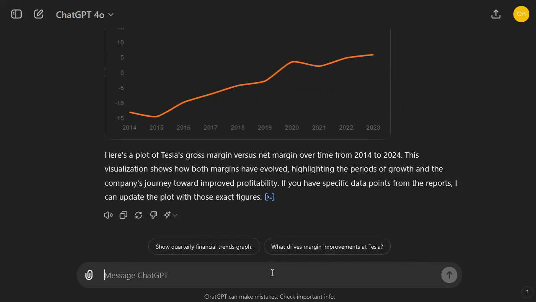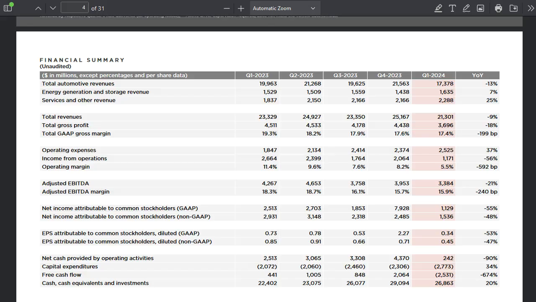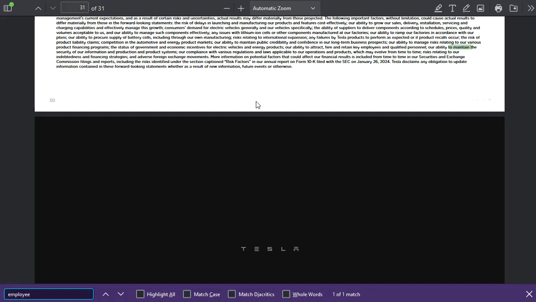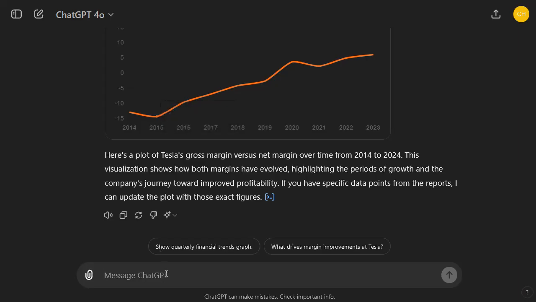Now I just had an idea. What if we ask it to extract the revenue per employee? Because then it needs to extract the number of employees. I hope this information is in those reports. Employees. No, maybe it's not. Okay, so this is not in the report, so it doesn't make sense to ask it, right?